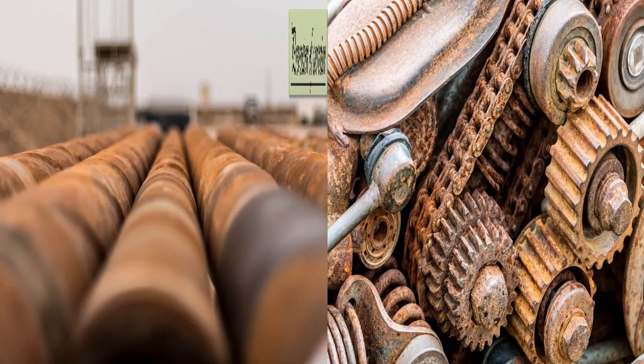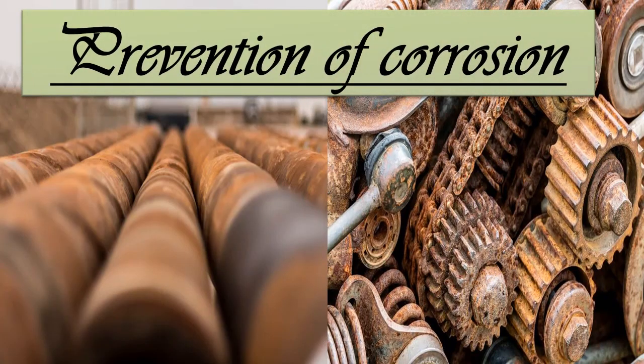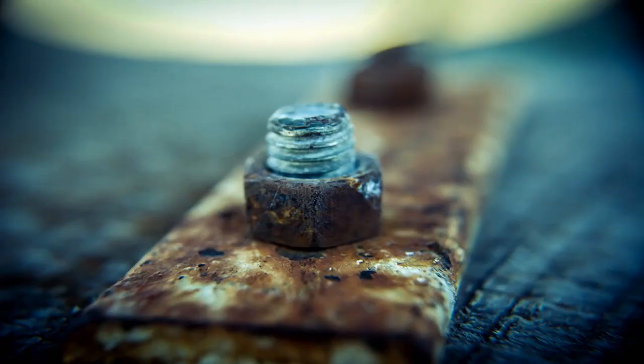Okay, now we have seen all the examples of corrosion. Now let's understand the prevention of corrosion. Why? Because this is a very big problem of the environment, and it causes a large financial loss also. So let's see the different methods of prevention of corrosion.